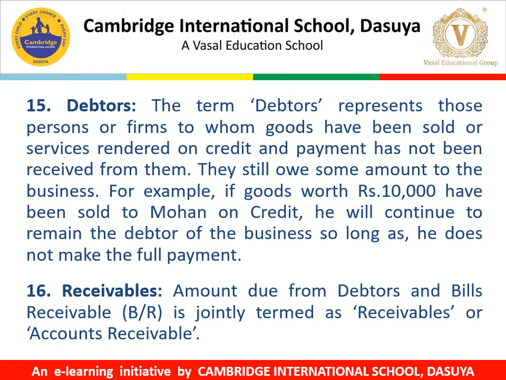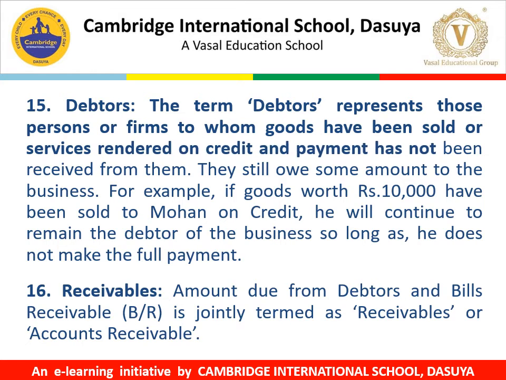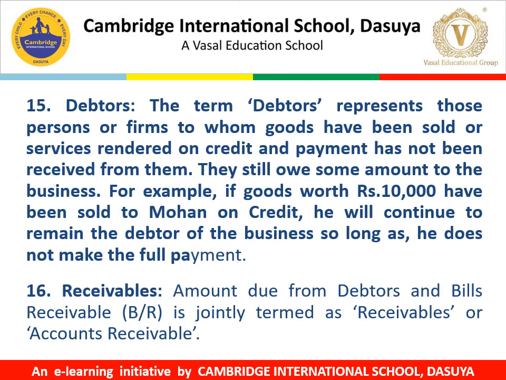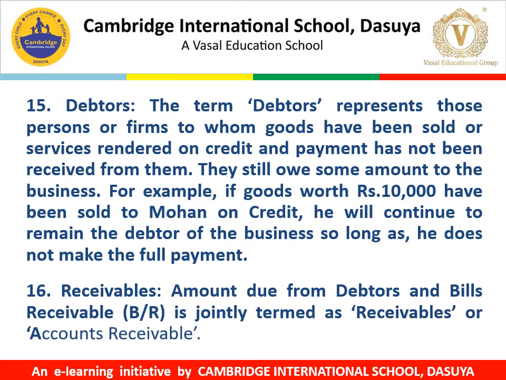The next term is debtors. The term debtors represents those persons or firms to whom goods have been sold or services rendered on credit and payment has not been received from them. They still owe some amount to the business. For example, if goods worth rupees 10,000 have been sold to Mohan on credit, he will continue to remain the debtor of the business so long as he does not make the full payment.